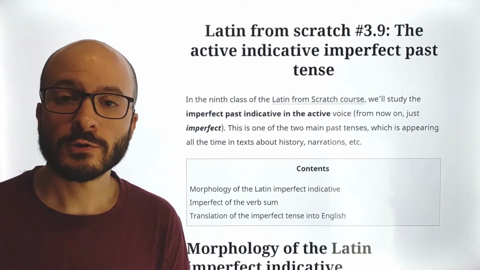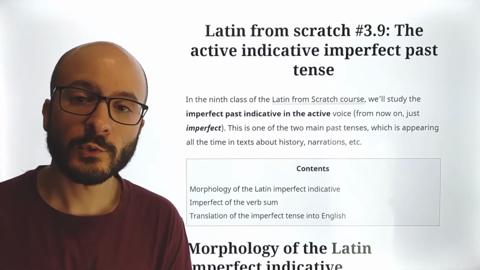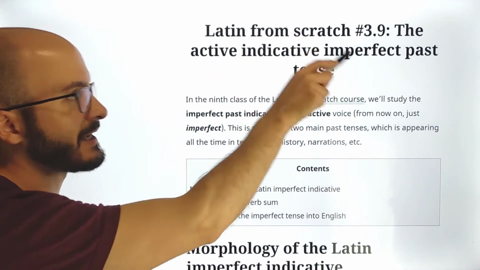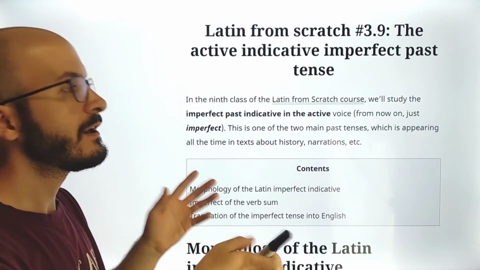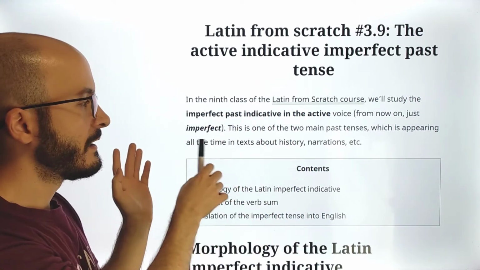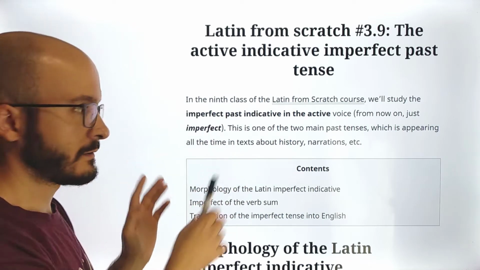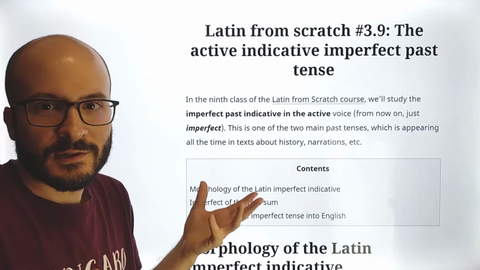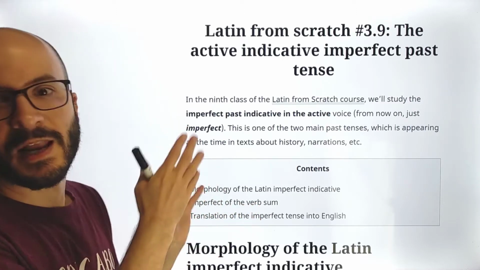Latin from Scratch course, 9th class. We are going to learn a new tense, the active, indicative, imperfect past tense, which is quite long, so from now on we are just going to say imperfect. This is the keyword, imperfect. We are going to see why it is imperfect. It's not that there's something wrong with it, it's just the name, okay?